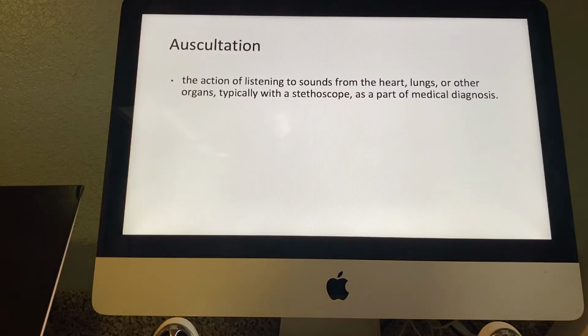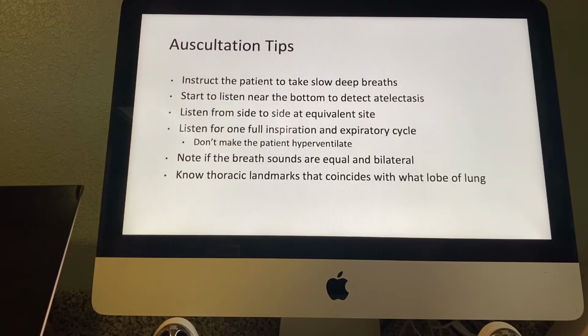So auscultation is the action of listening to sounds from the heart, lungs, or other organs, typically with a stethoscope as part of a medical diagnosis. So for us, we're not really doing it as part of a diagnosis, but we are doing it as part of our assessment to help determine what we can do to help these patients. So that is the definition.